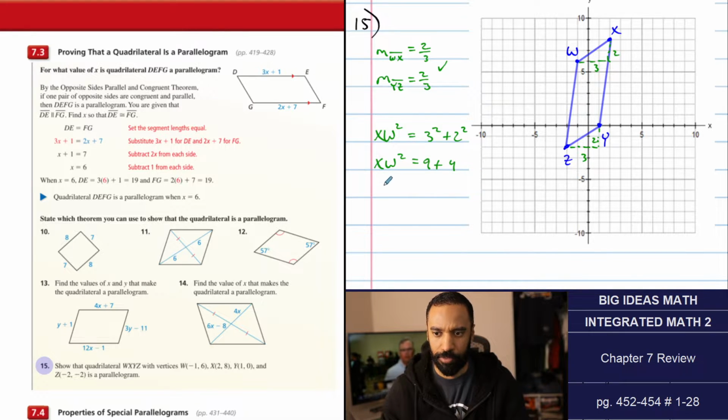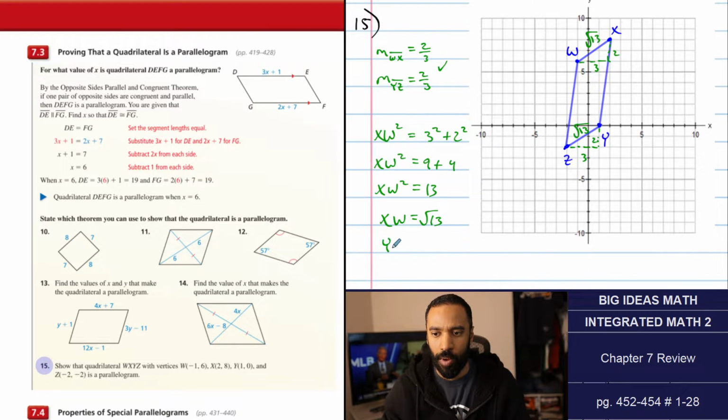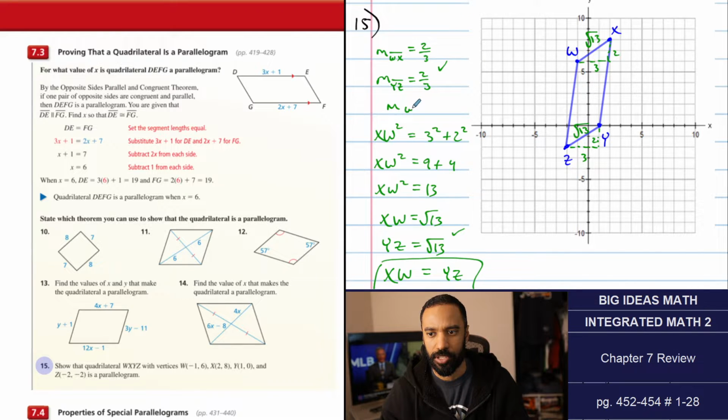So 9 plus 4, which is 13. So XW is the square root of 13. And I believe it should make enough sense logically that this is exactly the same right triangle. That's why I said it's enough information. That's also the square root of 13. YZ is the square root of 13. So XW, I probably should have said WX. XW and YZ are the same length as well. That checks out, just as the slopes are the same.